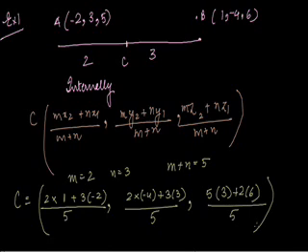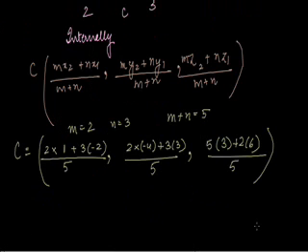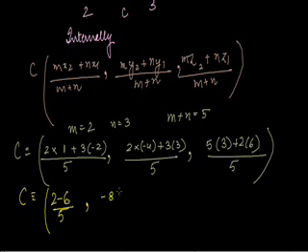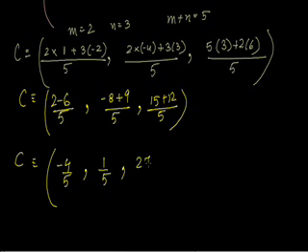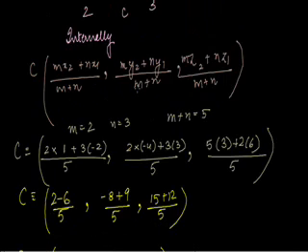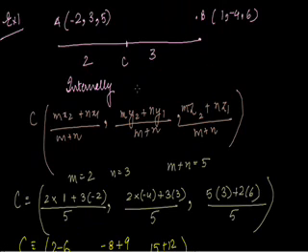So these are the coordinates. Now we'll just solve these coordinates. When we solve them, what we get is C equal to (2 minus 6) upon 5, comma, (minus 8 plus 9) upon 5, comma, (15 plus 12) upon 5. So the coordinates of C are now: x coordinate is minus 4 upon 5, y coordinate is 1 upon 5, and z coordinate is 27 upon 5. So this is the answer. These are the coordinates of the point C which divides the 2 points, that is A and B, in the ratio of 2:3 internally.